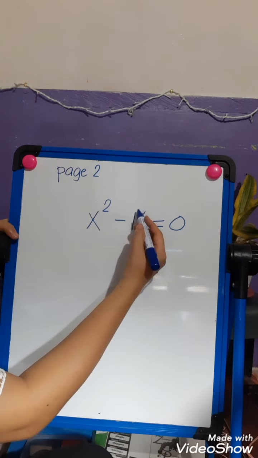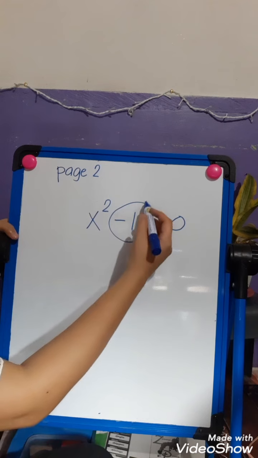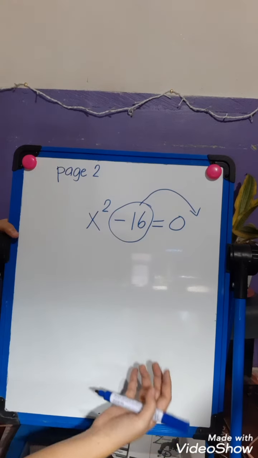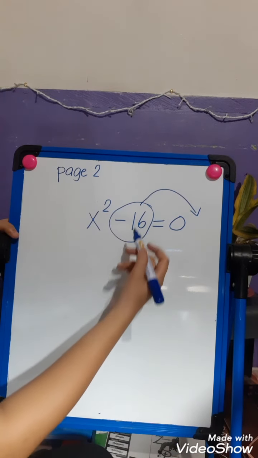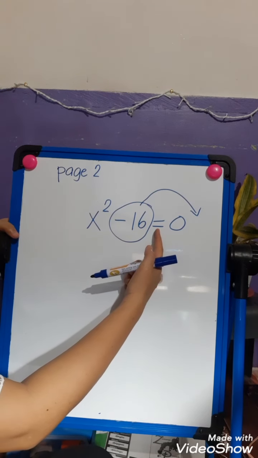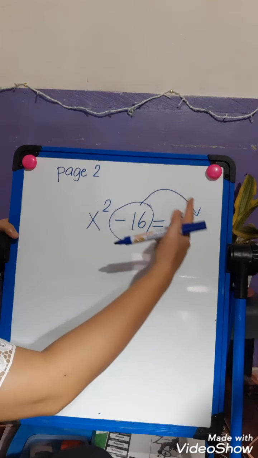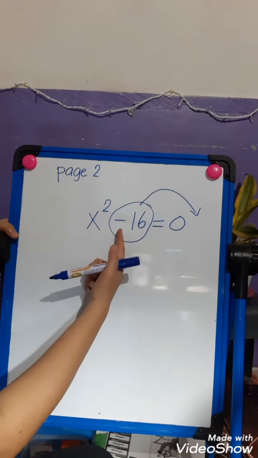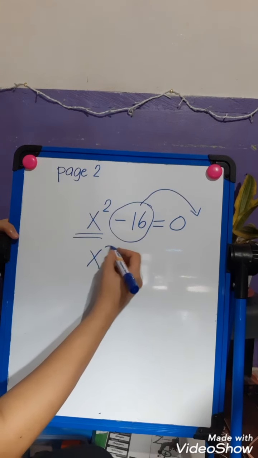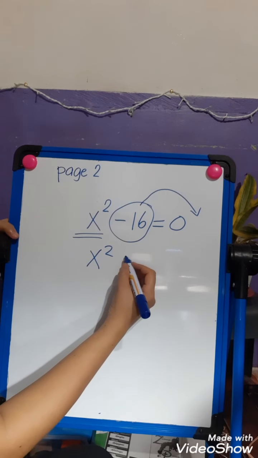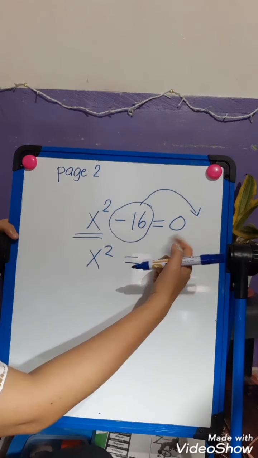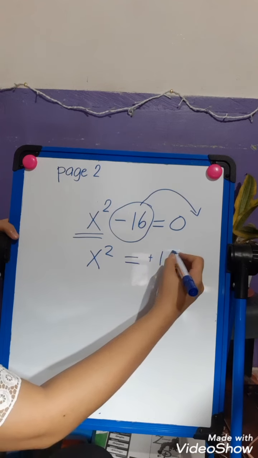Kani nga number, atong ibalhin sa right side. Dapat additive inverse ang gamiton, pero shortcut, ibalhin na lang siya. So, considering that the equal sign is the tulay, once ang number mutabok siya sa tulay, then automatic ma-reverse ang iyahang sign. So, pabilin ang x squared kani nga side, tapos atong i-draw ang tulay, and negative 16 pagtabok niya sa tulay mahimo na siyang positive 16.